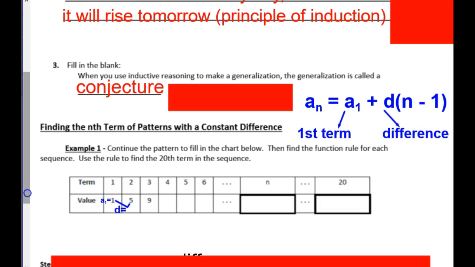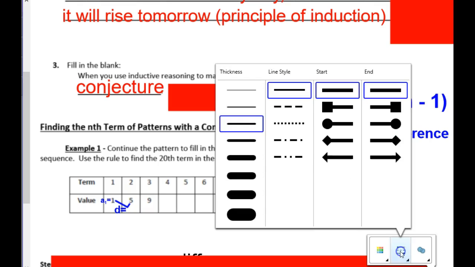So, let's do example 1. Example 1 says to continue the pattern to fill in the chart below. And it says then find the function rule. Now, to find the function rule, you're going to need that stuff in blue. But first of all, you should be able to fill up to a point this table, right? So, you got 1, 5, and 9. What do you notice is happening for these values from 1 to 5 to 9? Okay, so the pattern, very basic, is adding 4 each time. Okay, so we can figure out the next ones.